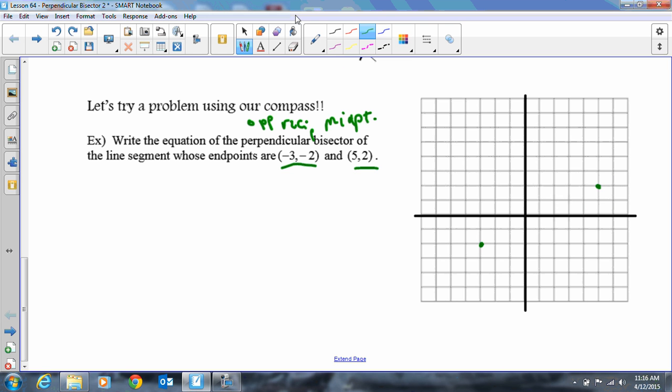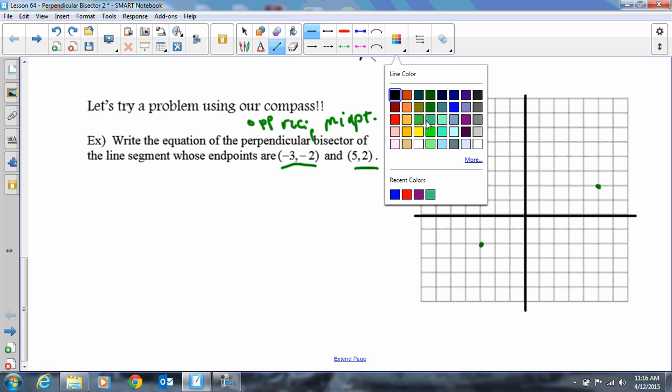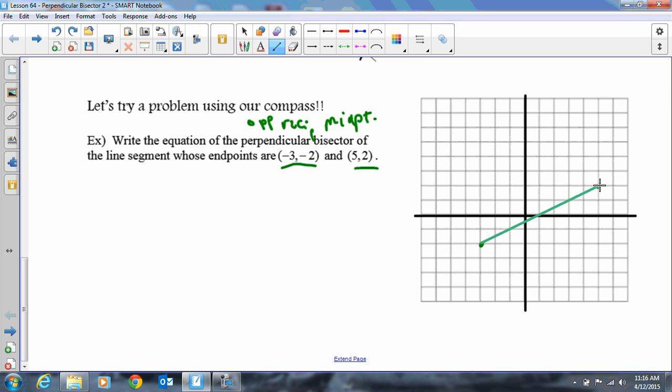And then take your ruler and make a nice straight line through both of those points. Okay, so now, remember, we don't want the equation of this line. We're going to want the equation of the perpendicular bisector going through it. So again, I'll show you the algebraic way to do this, but first I want to practice what I think is the quickest way. So we're going to use our compasses.